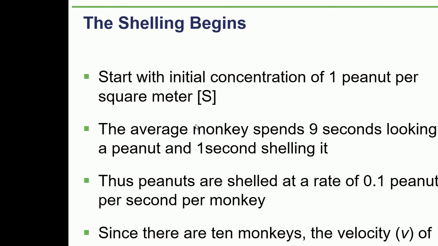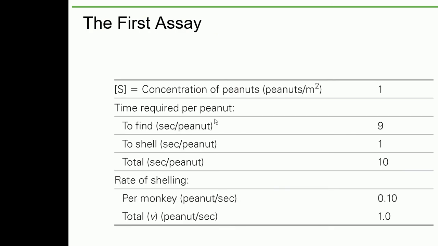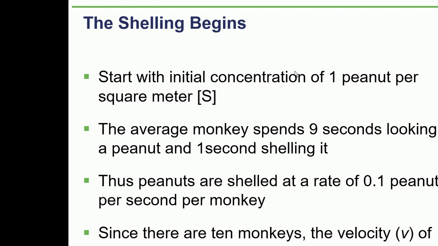Now let's consider the initial concentration of the peanuts is 1 peanut per square meter. Every monkey on average spends around 9 seconds to find a peanut, and then it takes 1 second to shell it. So in total it spends 10 seconds to find and shell it, so the rate of shelling is 0.1 per second. Because there are 10 monkeys in the room, the velocity of shelling is 1 peanut per second. I hope you're understanding what I'm saying.